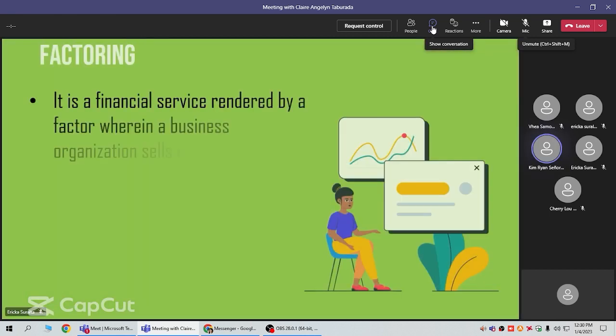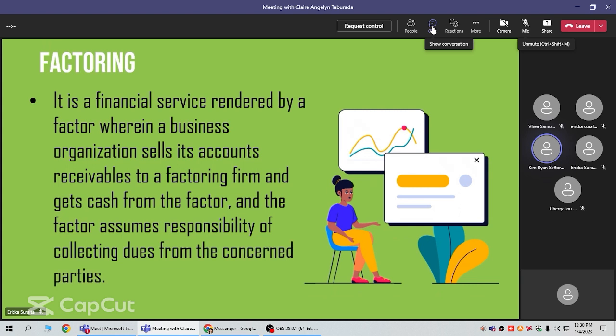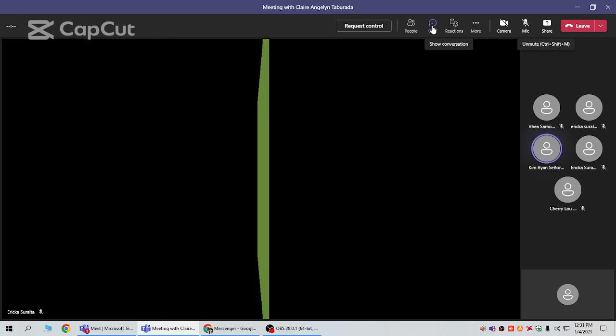So next is factoring. Factoring is a financial service rendered by a factor, where a business organization sells its accounts receivable to a factoring firm and gets cash from the factor, and the factor assumes the responsibility of collecting dues from the concerned party. So in factoring, the factor is a type of finance in which a business would sell its accounts receivable to a third party to meet its short-term liquidity needs.